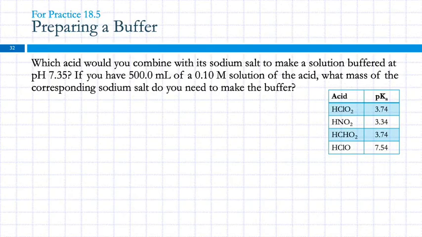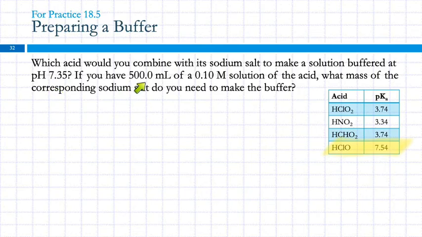So which acid would you combine with its sodium salt to make a solution buffered at pH 7.35? If I want 7.35 as the pH of my buffer, which one of these acids am I going to choose? Which one is closest to 7.35? The last one. Okay, so this is intended to be the obvious choice. These guys will not work. Their pKa's are too low. This pKa 7.54 is within 1 of 7.35, and so we can make a buffer.